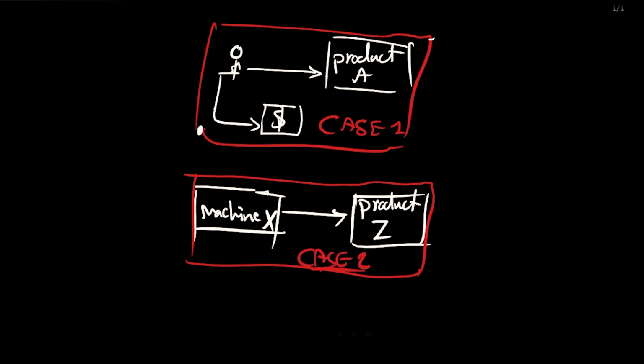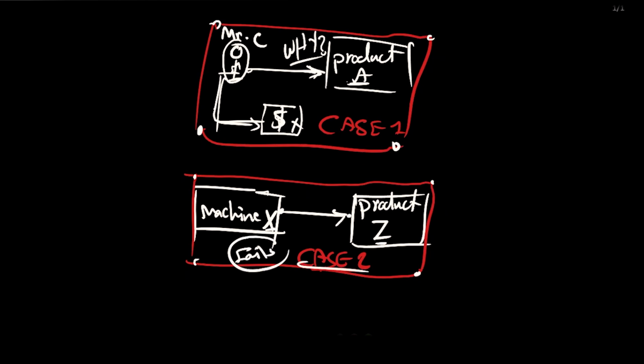All right. Here's the issue with case 1. We would like to find out why this customer, we'll call him Mr. C, had purchased product A and was willing to pay amount X. Why? This is our question. And the second problem, concerning case 2: we assume that machine X has some batches that fail to be produced according to the quality characteristic that the company is expecting. Why?